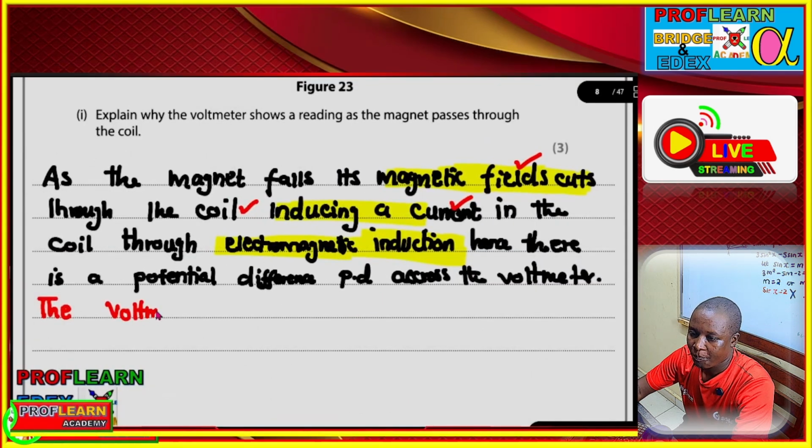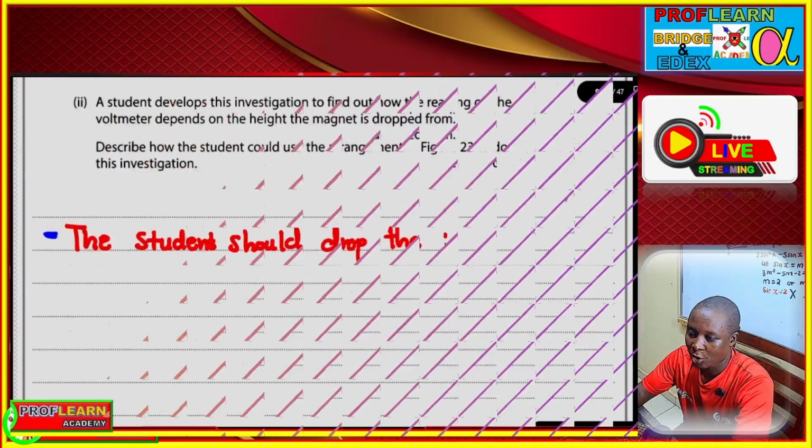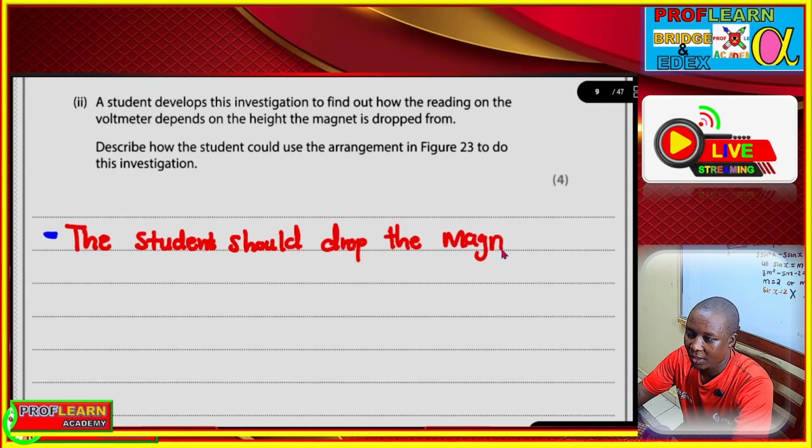All right, so as the magnet falls through the magnetic field, the magnetic fields cut through the coil, inducing an EMF and a current in the coil through electromagnetic induction. Hence, there is a potential difference across the voltmeter, and the voltmeter measures that potential difference, and that's why it shows a reading.